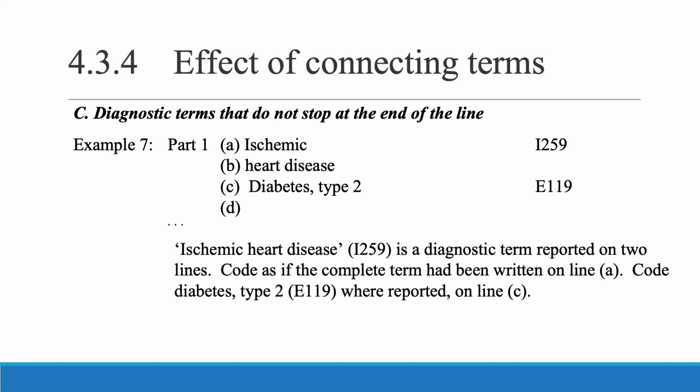The worry here is that a coder with less experience may code ischemia as a cause of death on line A using I99 and unspecified heart disease, I509, on line B, which will result in a different underlying cause of death being selected. Let's look at how this is coded properly.